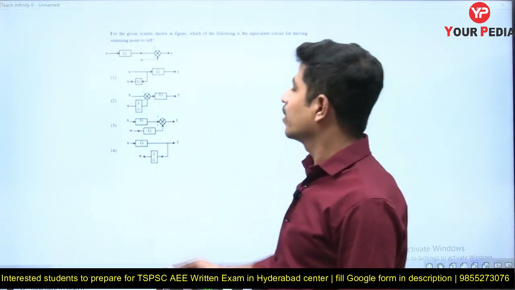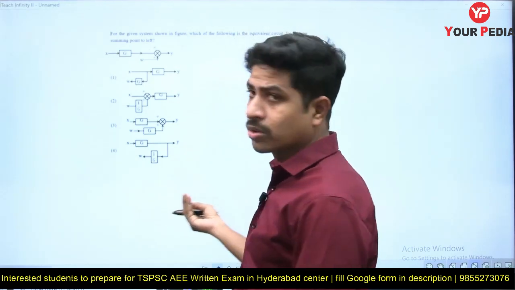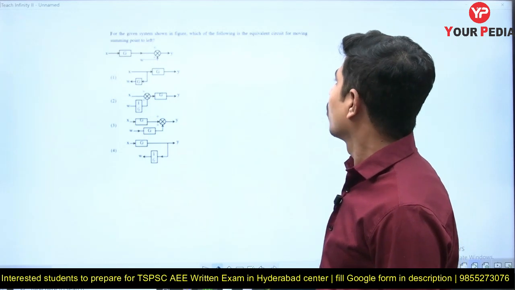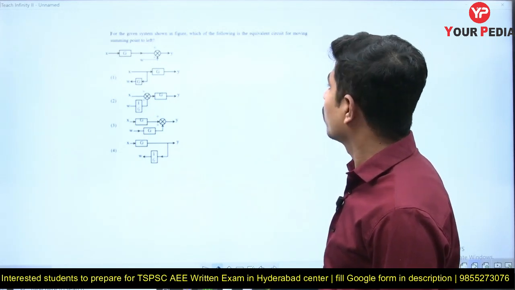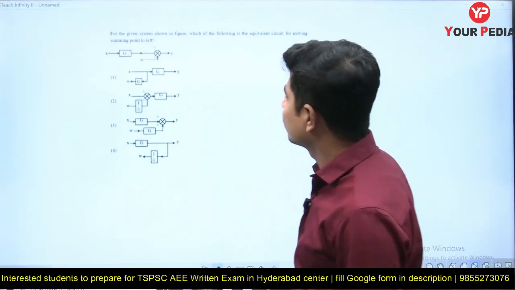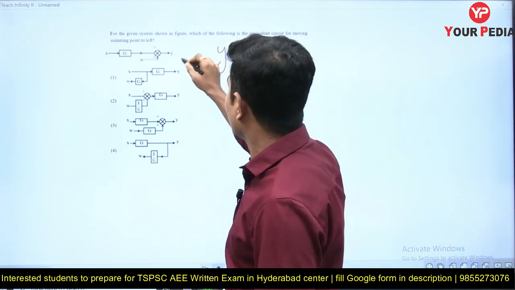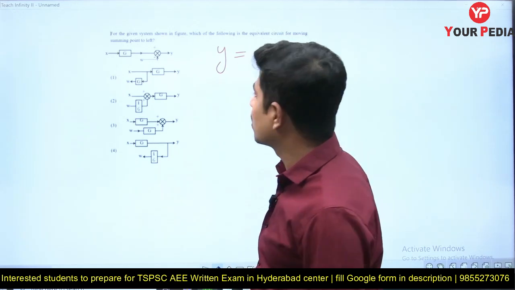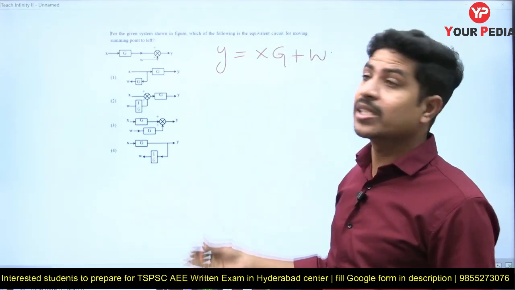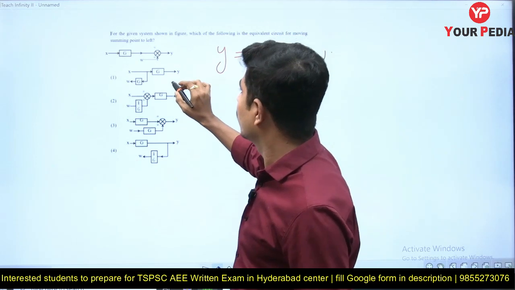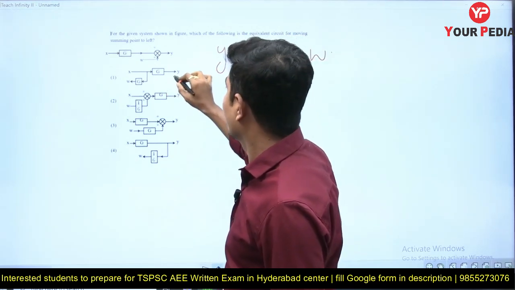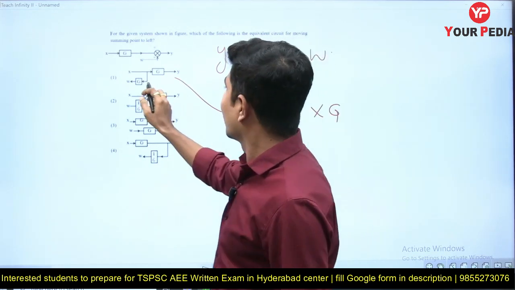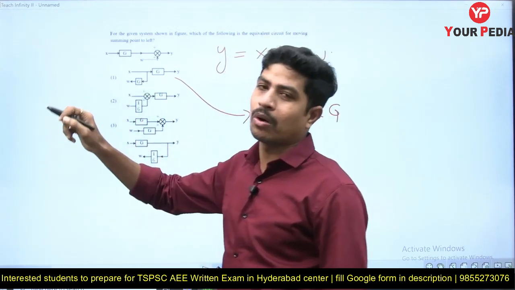This question is from block diagrams. This is also a very simple question to solve. Observe it. For the given system shown in the figure, which of the following is the equivalent circuit for moving the summing point to the left? I'll tell you what the Y value is from the given question. Y is equal to XG plus W. Check which of the options gives the same Y value. From the first one, Y is equal to XG only. Why? Because this W is an output, not an input.